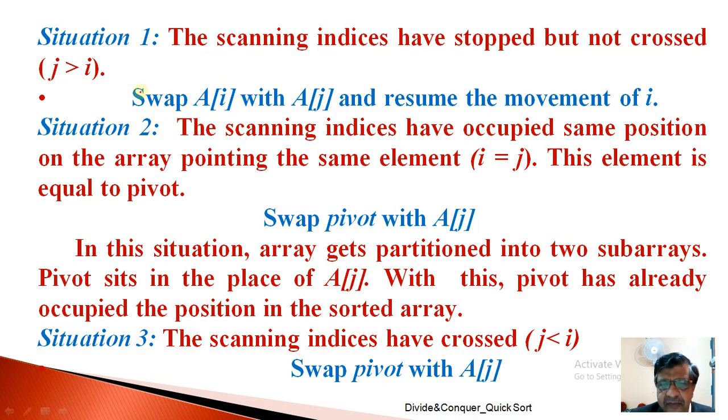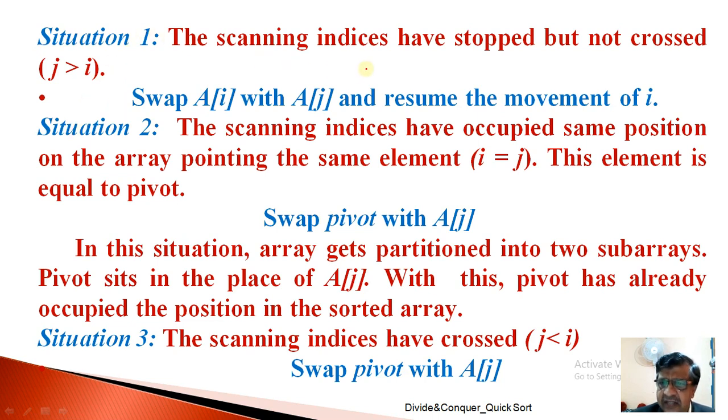The I is an index which will move from left to right, and it will continue to move till it encounters an element which is greater than or equal to the pivotal element, and j will start moving. J will start moving from right to left. That's what we saw in the previous slide. And j will continue to move till it encounters an element which is lesser than or equal to the pivotal element. Whether or not these indices have crossed, there can be three situations.